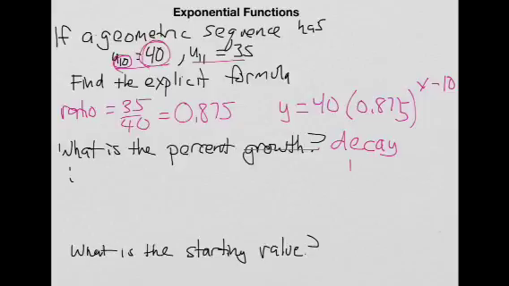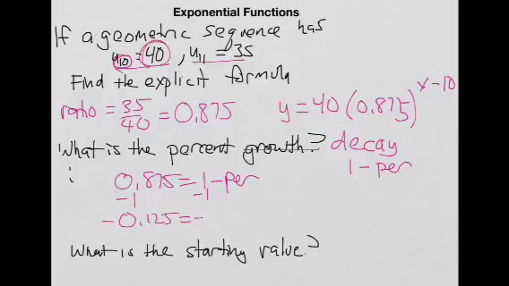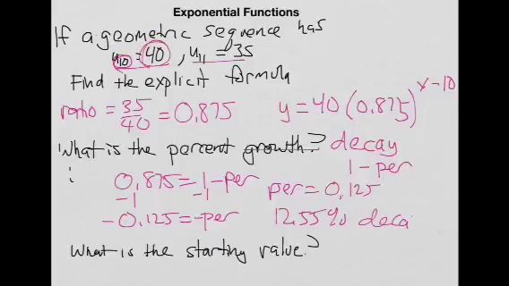So decay was 1 minus a percent. So my 0.875 is 1 minus some percent. So I'll subtract my 1, and I get a negative 0.125 is a negative percent. So my percent is 0.125, or a 12.5% decay.